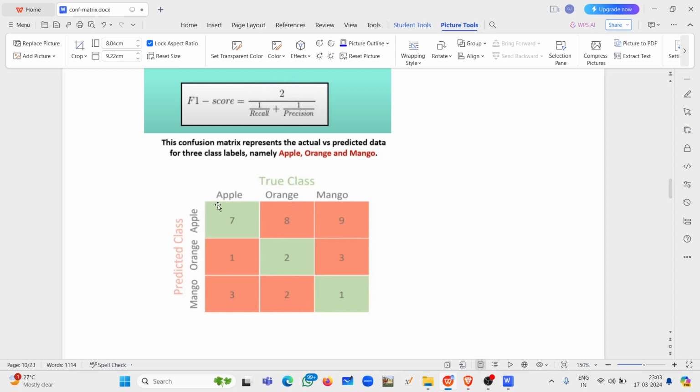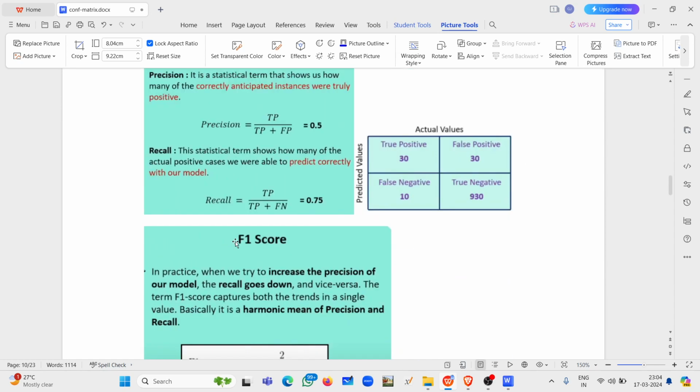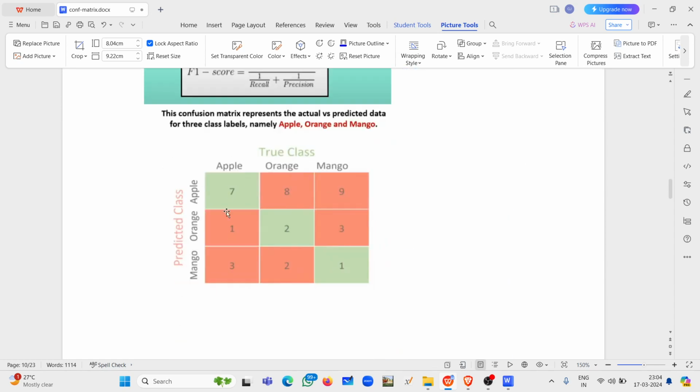So let us see. Same thing. Here is the predicted class, and here is the actual class or the true class. Now, the predicted is apple and actual is apple, it is 7. That is the true positive. So for apple, true positive is 7. For orange, predicted and actual, it is 2. Whatever the green color it is showing is the true positive. Apple true positive is 7, orange true positive is 2, and like that mango true positive is 1.